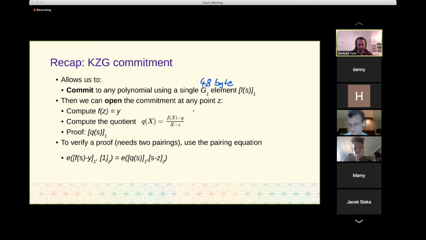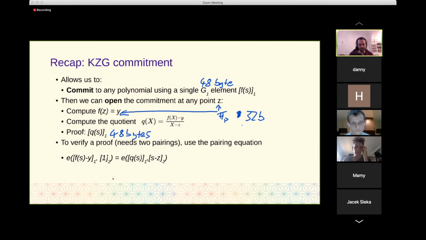Right. And so when you open the commitment, the points as well as the value are both field elements. So these would be in the field F_p, and p has 255 bits, so that's 32 bytes. And then the proof for that is again just one G1 element, so again, 48 bytes. There's no need to ever send any G2 elements for this.